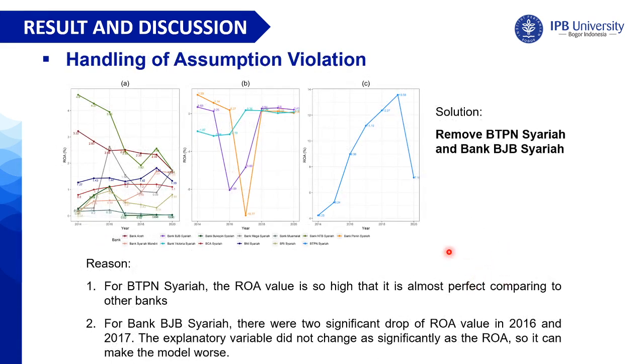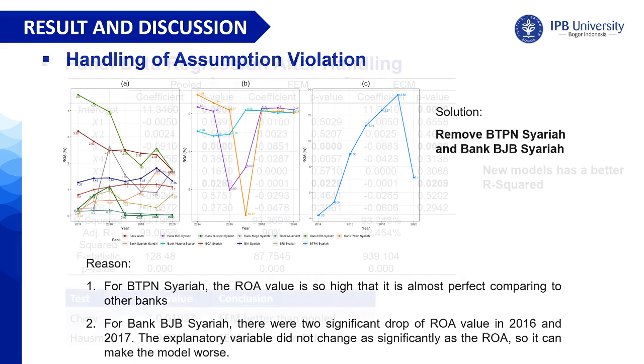The way I handle the assumption violation is by removing BTPN Syariah and Bank BJB Syariah. For Bank BTPN Syariah, the ROA value is so high that it is almost perfect compared to other banks. For Bank BJB Syariah, there were two significant drops of ROA value in 2016 and 2017. The explanatory variables did not change as significantly as the ROA, so it can make the model worse.